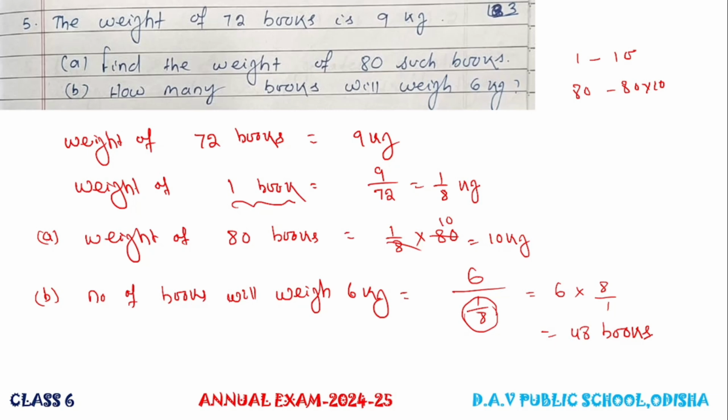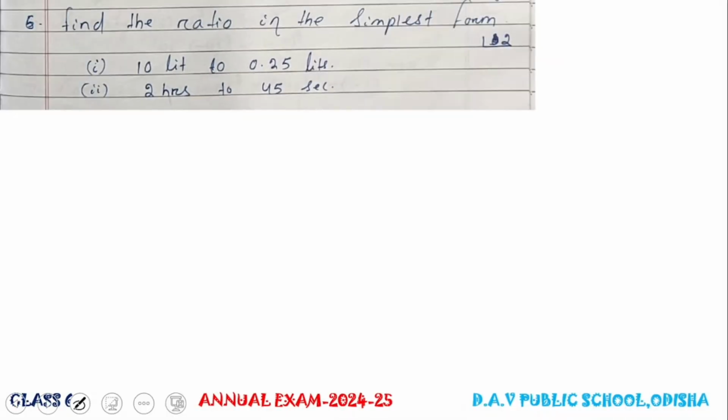Okay. Next question. Find the ratio in the simplest form. First, I number, 10 liter to 0.25 liters. Okay. Unit same. So simply you can write 10 ratio 0.25, because in a ratio no unit are written. Yes or no? Now we can write 10 divided by 0.25, because when you solve, first of all you convert into fraction.